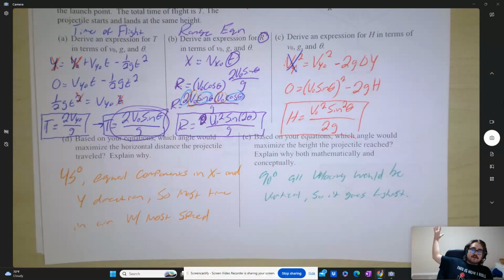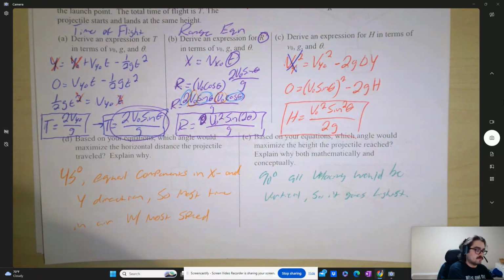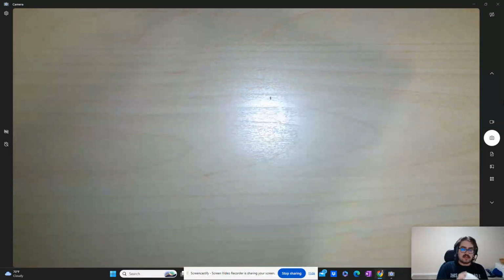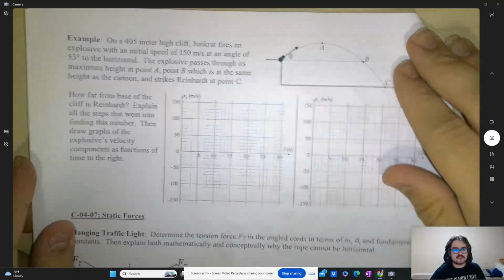So then it takes longer for g to cancel that out as you go up. All right, I believe that's it for projectile. Oh, gosh, no, there's one more example. Sorry about that. Last example is launched at an angle off of a cliff, and this one's not too terribly long either. This has Junkrat.